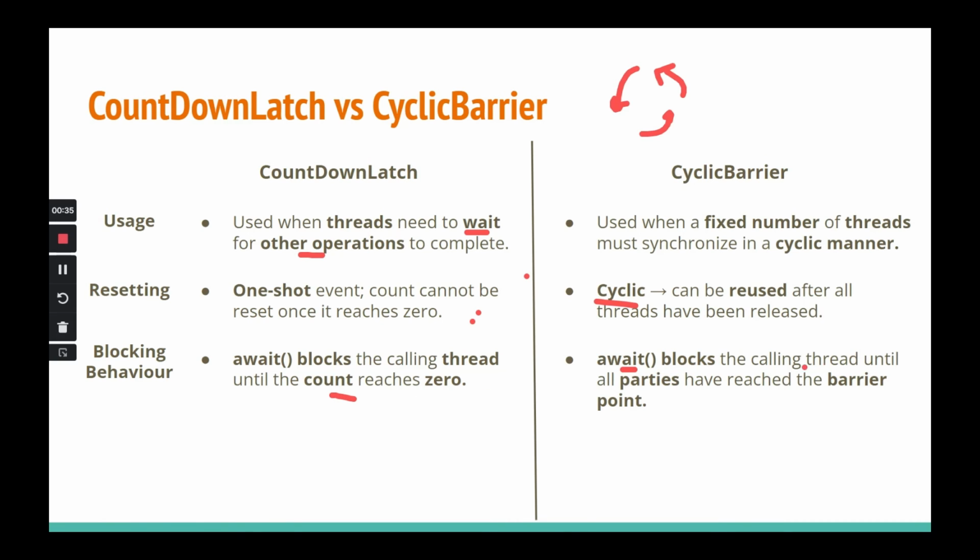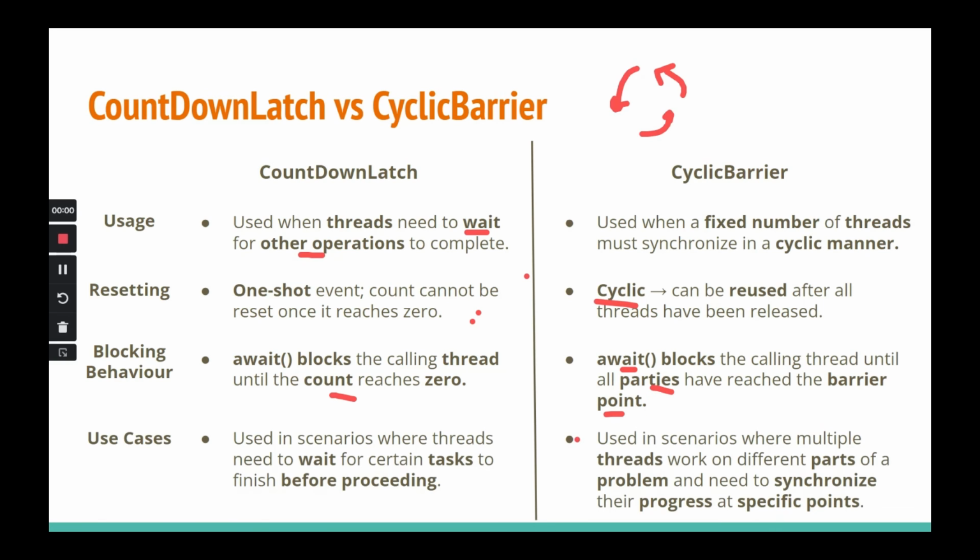Blocking behavior: in countdown latch, await blocks the calling thread until the count reaches 0. Here, await blocks the calling thread until all parties have reached the barrier point. So the technical difference is that over there we had a concept of count which needs to come to 0 and then the barrier will open. And here the participating threads need to reach that particular barrier point or checkpoint, and only then the barrier gets released.